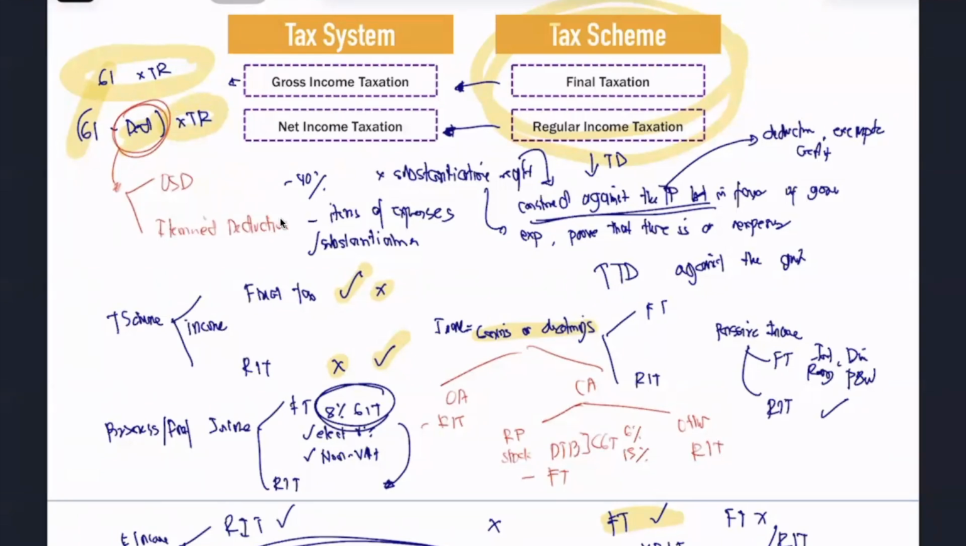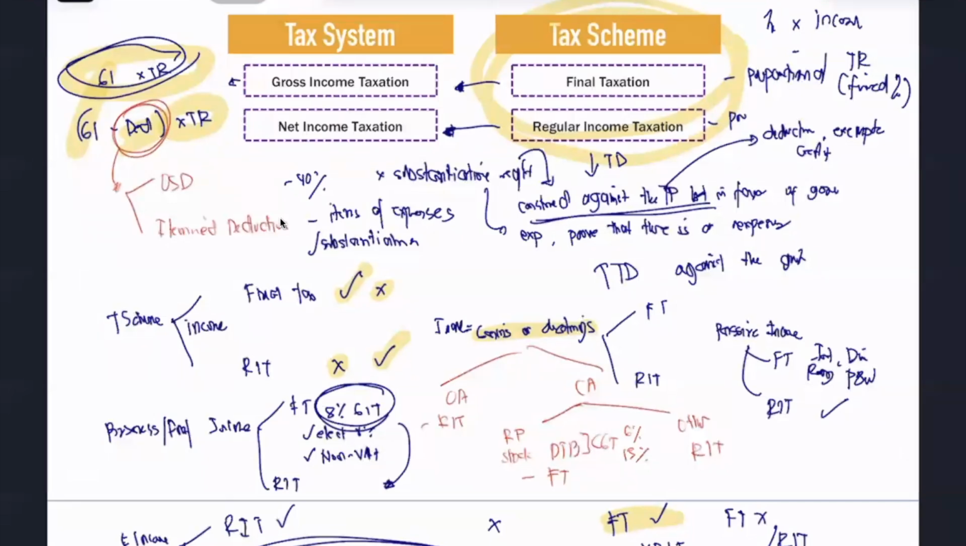Okay. Final thing. If ever that is a gross income tax, it is proportional. What is proportional? When we say proportional, a certain percentage out of your income. Percentage multiplied by income. Ganun lang siya. Kaya nga ganito yung rule natin. Gross income times tax rate. Yung tax rate mo dito ay fixed percentage. Okay? Fixed percentage. How about if ever regular income taxation? If ever that is a regular income taxation, subject to net income taxation, your tax rate is progressive.